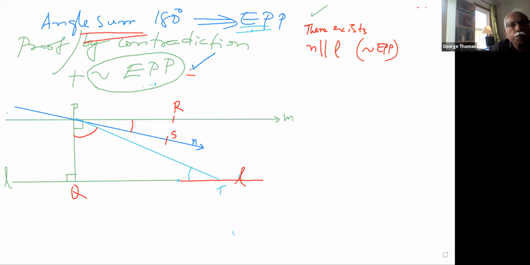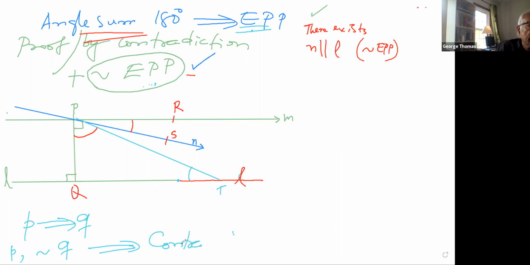Sai, do you understand the plan? Yes, sir. If we want to prove P implies Q by contradiction, we assume the opposite of Q, don't we? If the opposite of Q together with P gives us a contradiction, that means it cannot be this, it has to be this. Agreed?